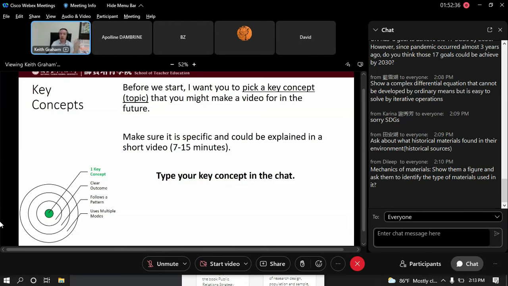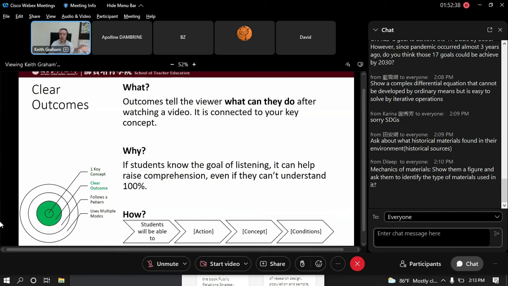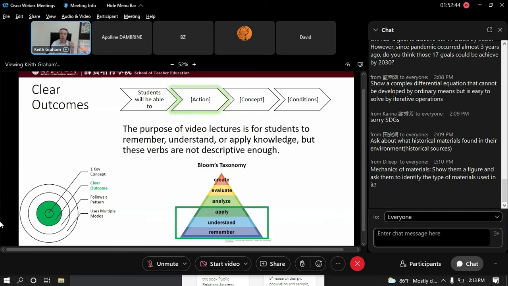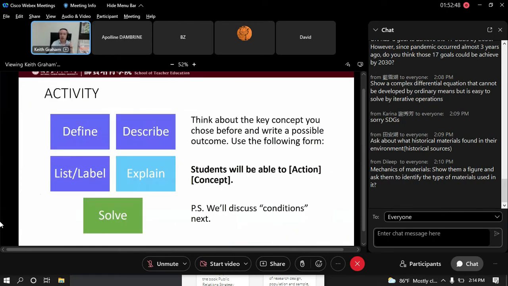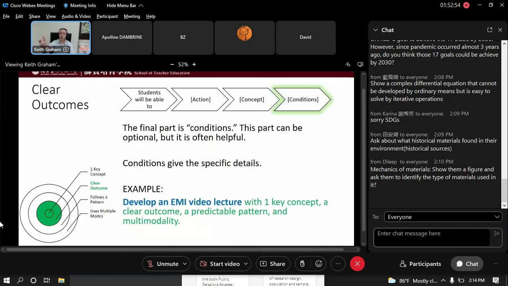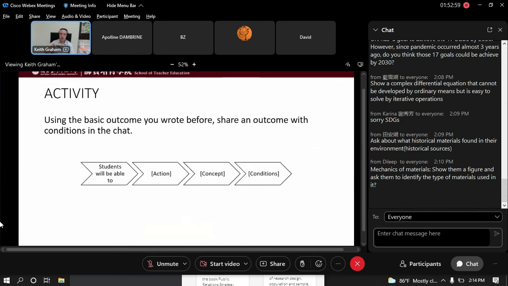But I gave you time to pause and think. Then I presented clear outcomes. But even this part I broke into small pieces. We started with just the action, and I had you write just that part first. And then I introduced the next part, which is the conditions. And then again, we paused, and I let you practice it, think about it, do it.